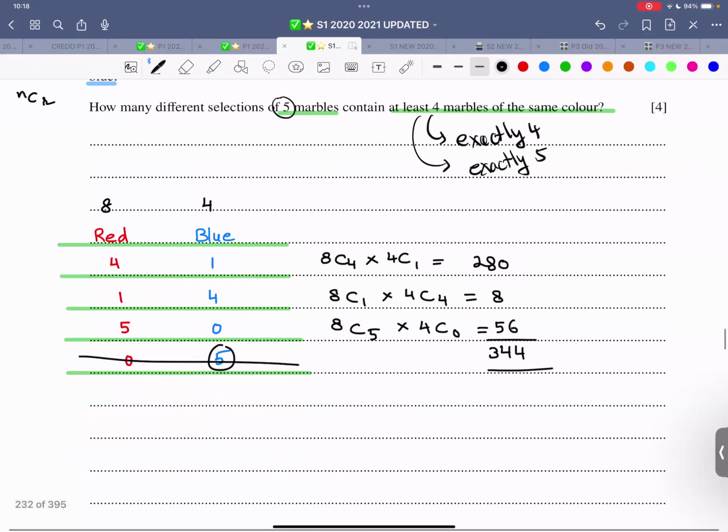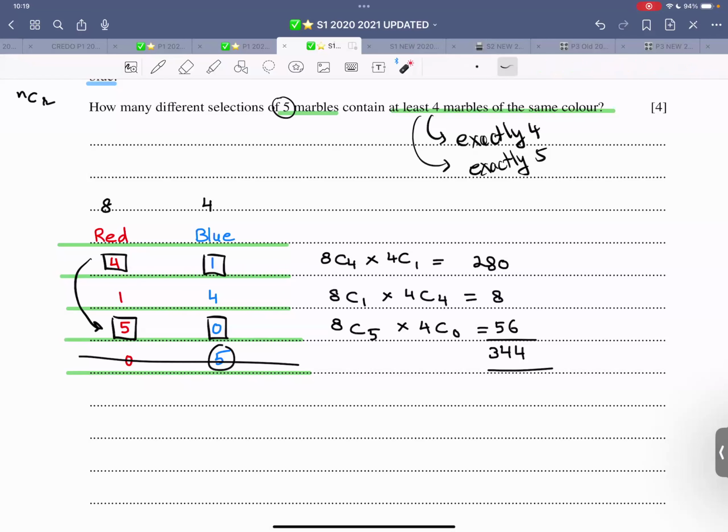So therefore, one possibility is choose 4 red, 1 blue. Or 4 can be increased to 5. That is 5 red and 0 blue. That is a possibility. So the working is done right over here. It's an nCr question, a combination question. That is 8C4 into 4C1.